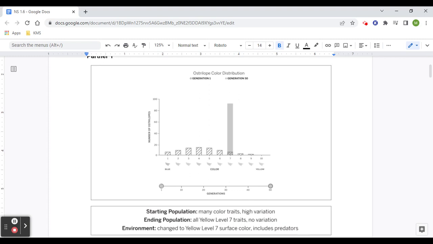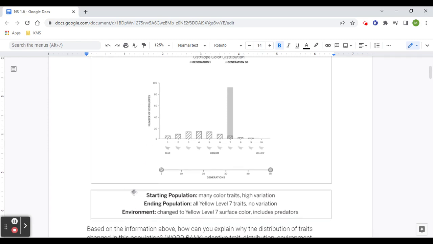Looking at this first one, this is Australope color distribution. So you can see by this graph that the striped lines are generation 1 and the colored in gray line is generation 50. This down here is the different colors ranging from 1 to 10, and over here is the number of australopes. So it tells us here the starting population, many color traits, high variation. So high variation, we can see that lots of different colors are across the board. That would be high variation, lots of different varieties of colors.